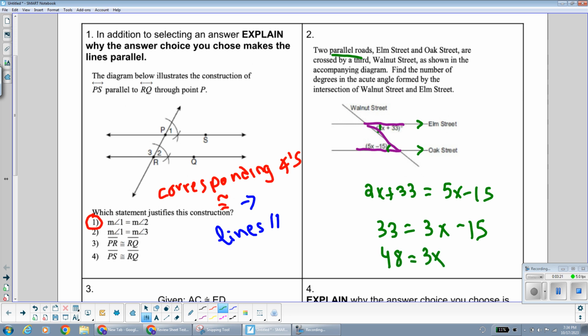And then to get x by itself, I'm going to divide by 3. And I have x is equal to 16. That's not the answer because you need the angle measurement, so you do need to plug back in. You can plug in for either angle because they are congruent alternate interior angles. They should have the same measurement. So 16 times 2 is 32. 32 plus 33 is 65. And it makes sense because it is an acute angle, so the measurement should be less than 90 degrees. So the final answer, the angle that we're looking for, is 65 degrees.